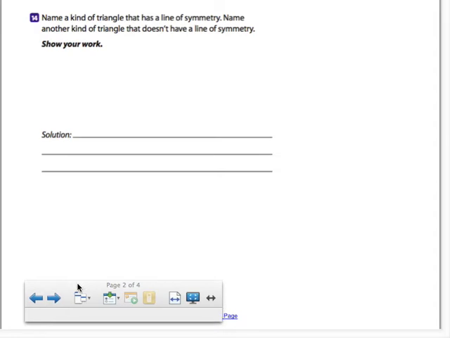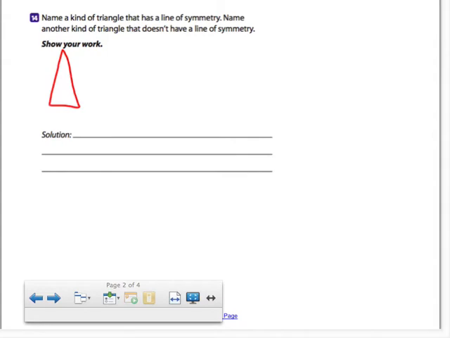Number 14, you'll see. Name a kind of triangle that has a line of symmetry. Name another kind of triangle that doesn't have a line of symmetry. You know what we're gonna do? Because we're the better students, we're gonna go a step further. We're gonna name and we're gonna draw. So here we go. A kind of triangle that has a line of symmetry. If you were doing homework earlier this week, you may remember this from the earlier pages. There's an isosceles triangle.